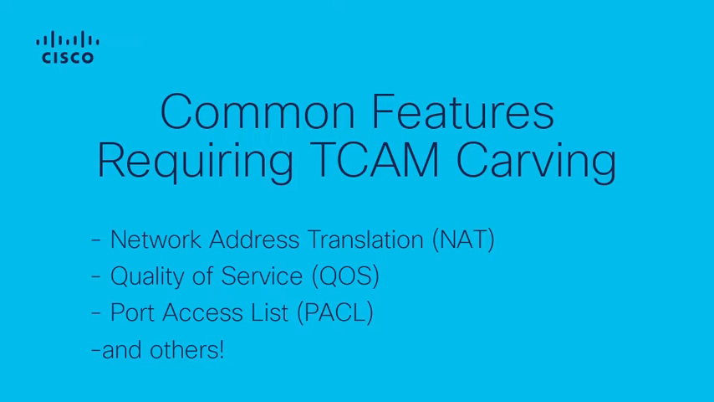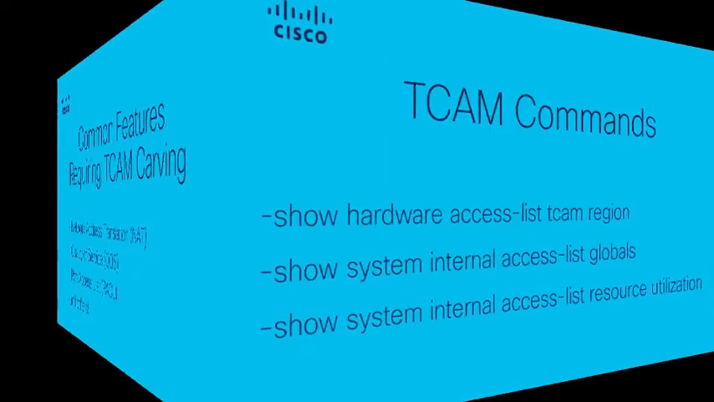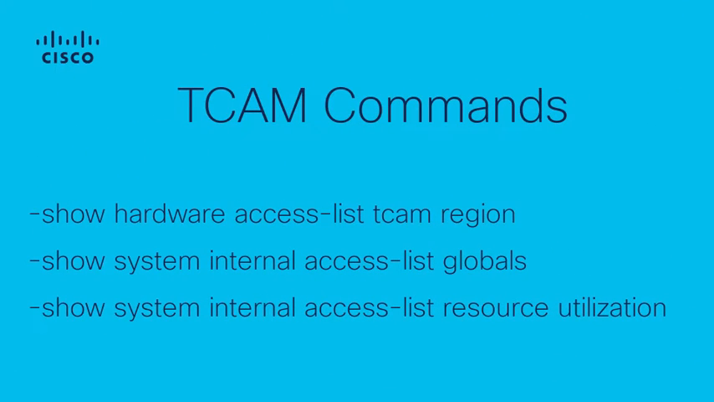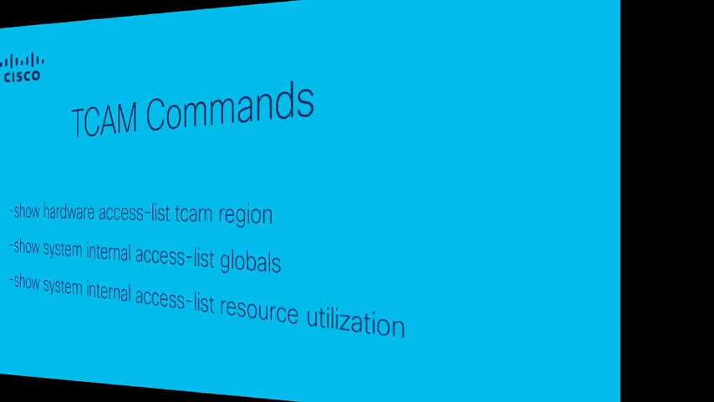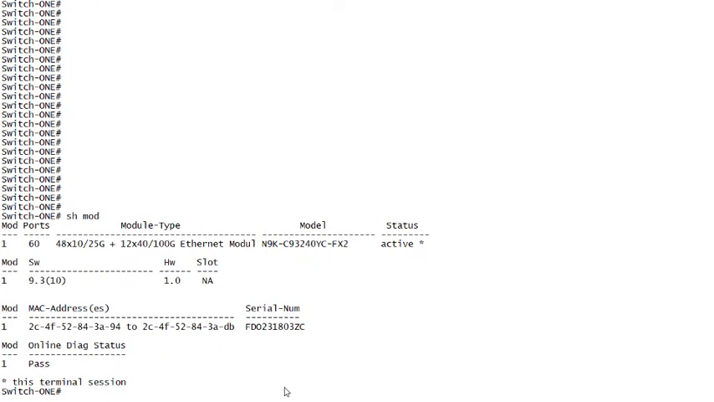Some features that may require TCAM carving but are not carved by default are Network Address Translation, or NAT, Quality of Service, or QoS, and Layer 2 Port Access Lists, or PACLs. Before we get started, here are a few useful commands for checking TCAM on a Nexus switch. Without adequate TCAM carving, syslog errors may be seen, or needed configurations may not even be possible.